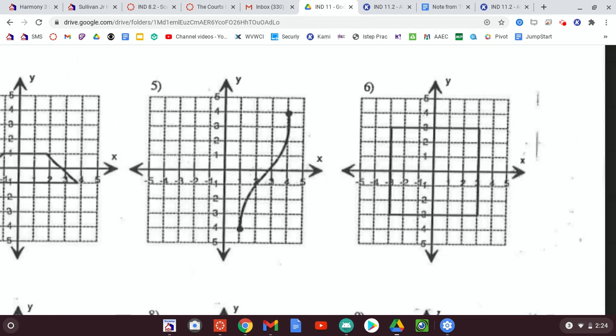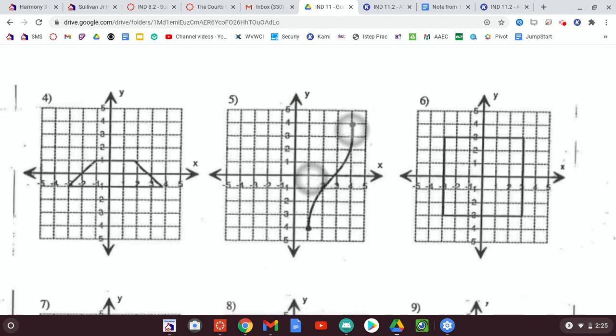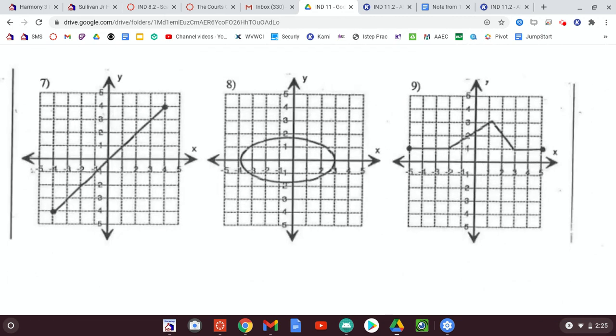Okay. Number 6, function or no? No. Your fail point could have been -3, -2, -1, 0, 1, 2, or 3. Okay, it fails at all of those places. Number 7, yes or no? Yes. Good. Number 8? No. Good. And it fails at -3, -2, -1, 0, 1, 2, possibly 3.